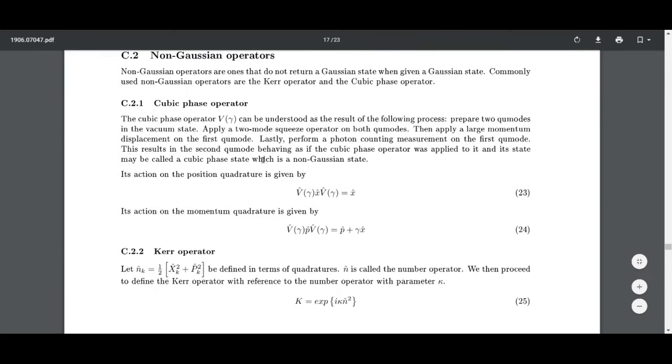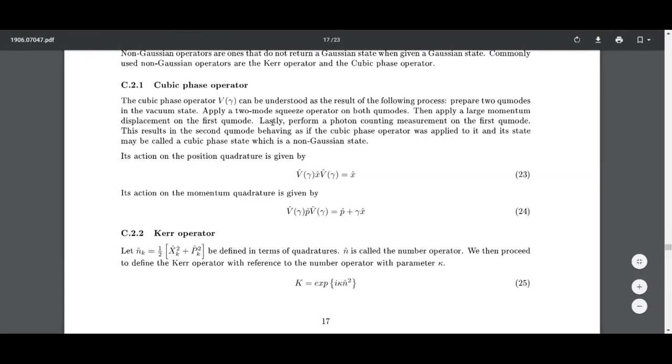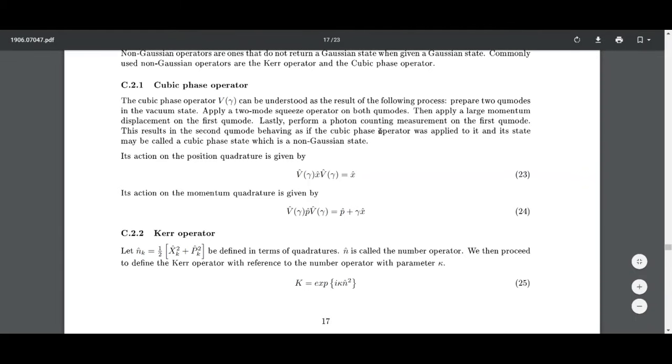Okay. Cubic phase operator. The cubic phase operator can be understood as the result of the following process. Prepare two Q modes in the vacuum state. Apply two-mode squeeze operator on both Q modes. Then apply a large momentum displacement on the first Q mode. Lastly, perform a photon counting measurement on the first Q mode. This results in the second Q mode behaving as if the cubic phase operator was applied to it, and its state may be called the cubic state, which is a non-Gaussian state. So what? Oh my god.